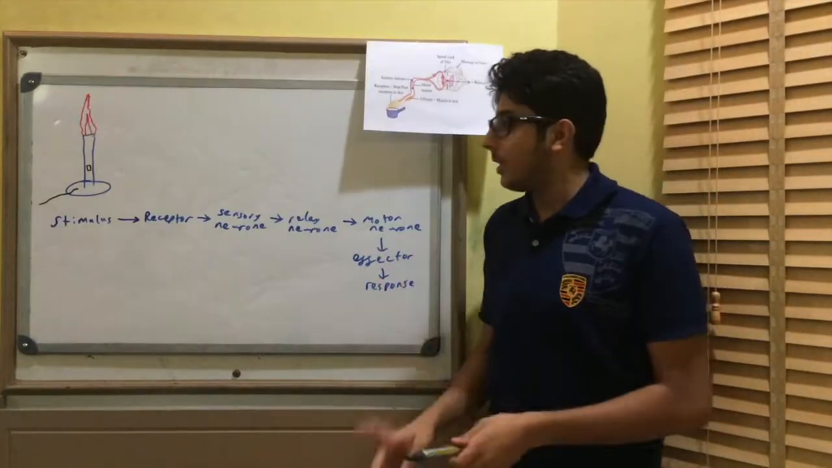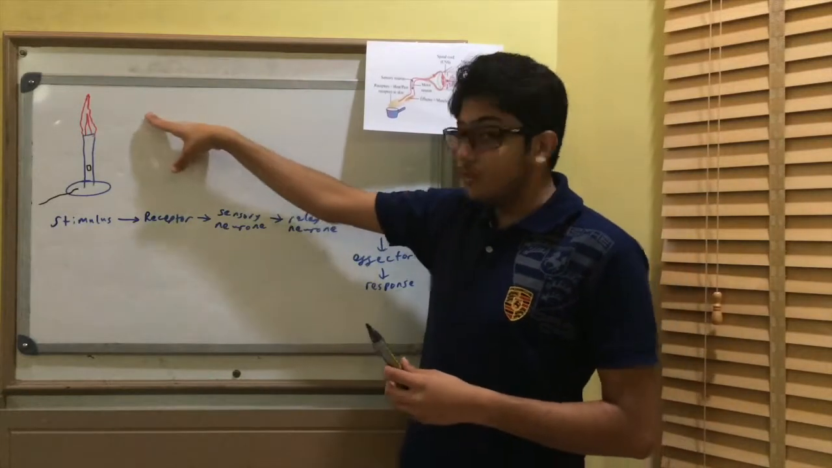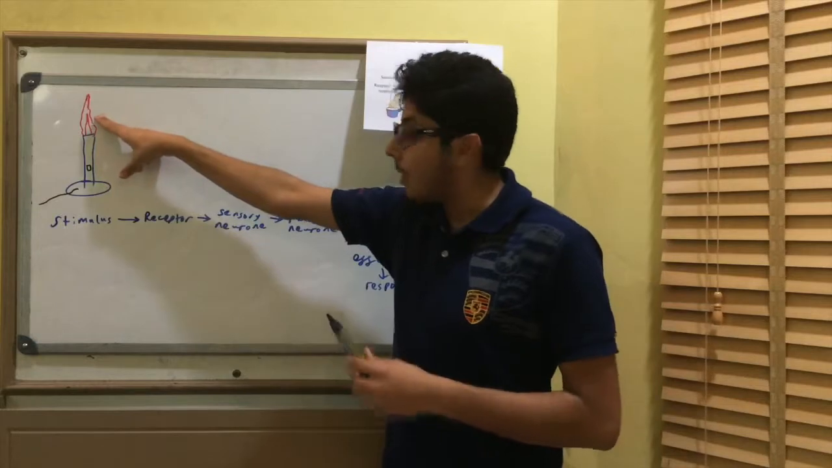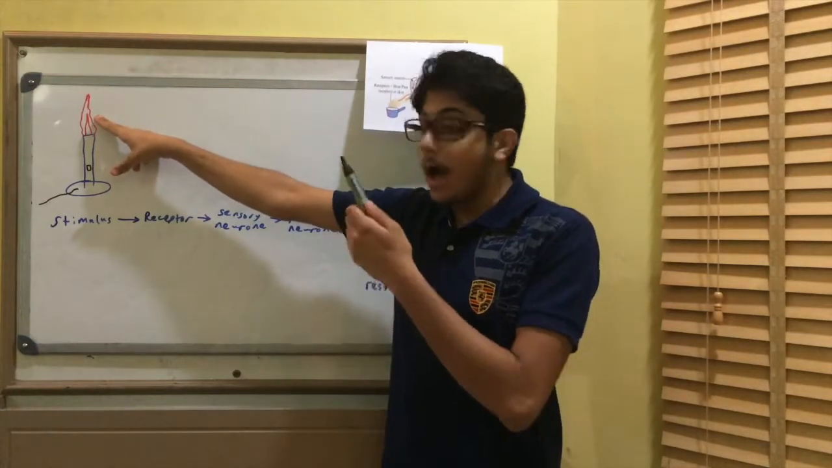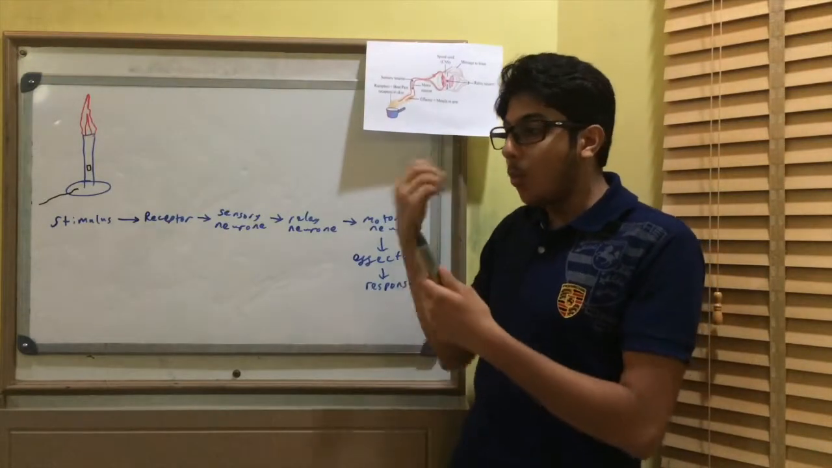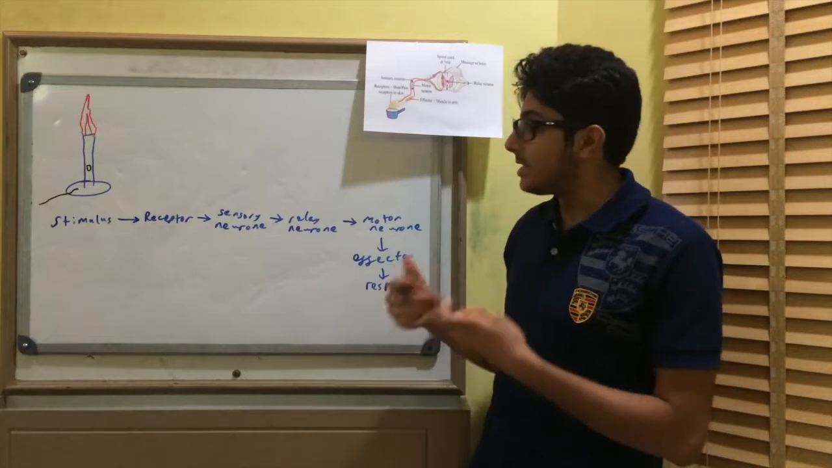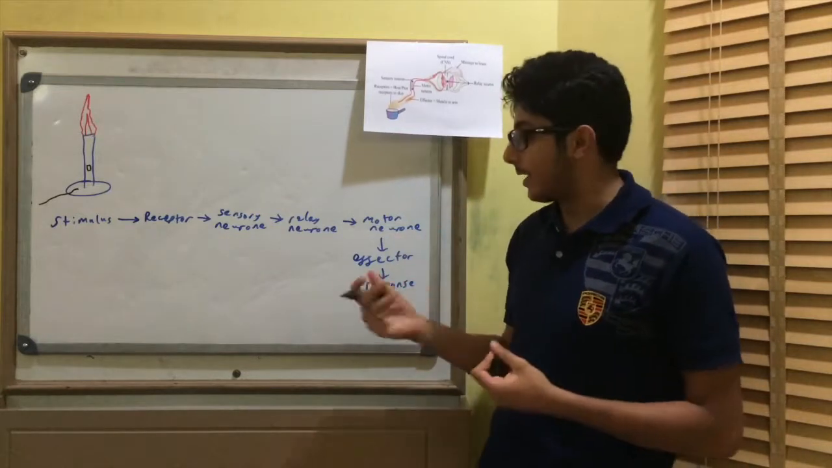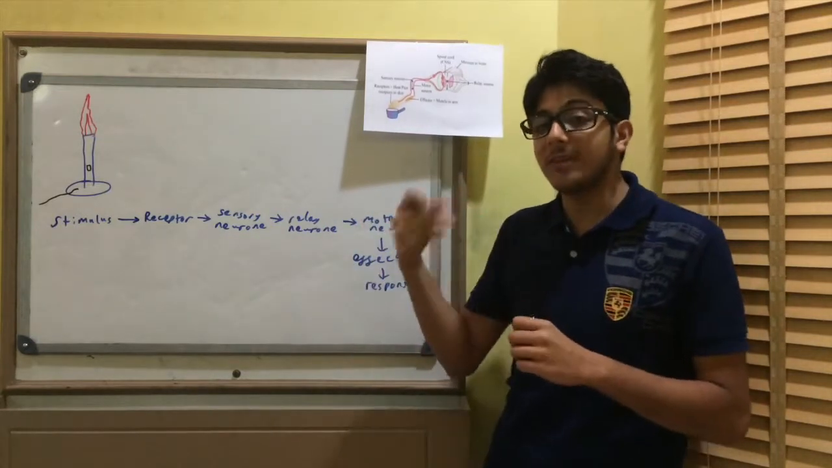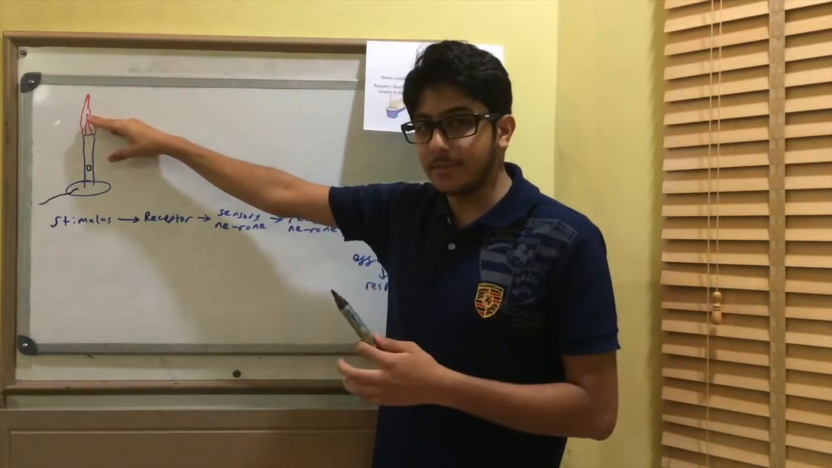Next. Okay, so here we have a Bunsen burner. I am going to touch this Bunsen burner. What's going to happen? I am going to remove my hand away immediately once I get that pain. This is called a reflex, and this particular one is called a withdrawal reflex. So the stimulus is the heat.